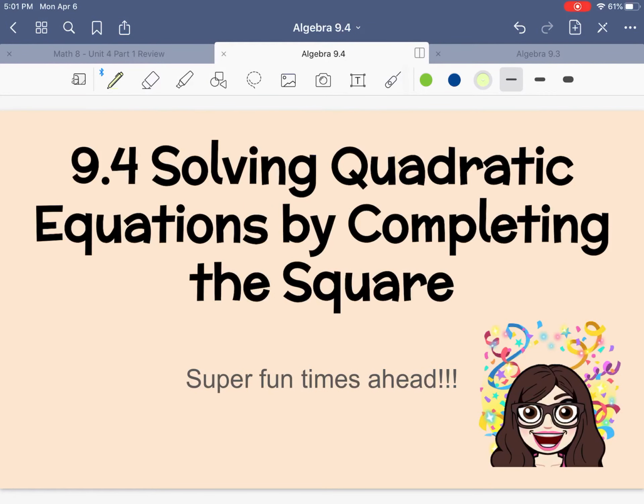Today we are going to be working on 9.4, solving quadratic equations by completing the square. So yes, there are super fun times ahead.